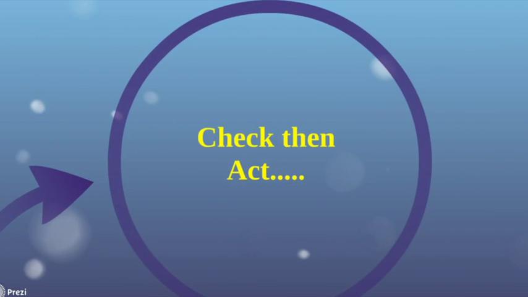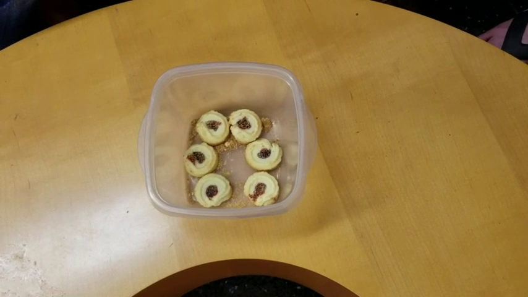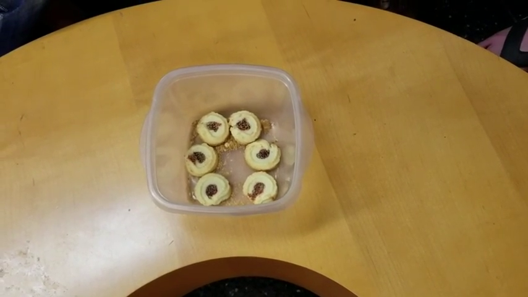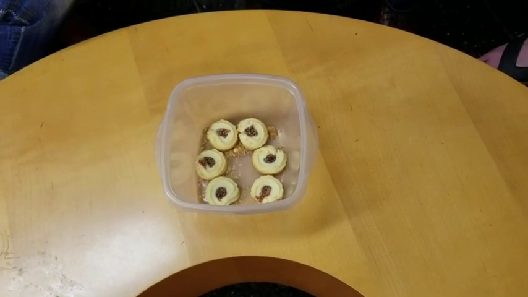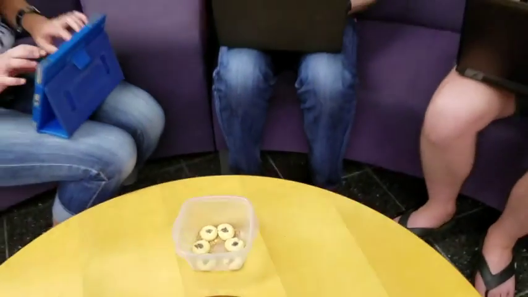The first one we're going to demonstrate right now is the check then act. The container represents a shared variable with the starting value of 6. The number of cookies is the value of the variable. Jason, Eric, and Amber are processes that share this variable.